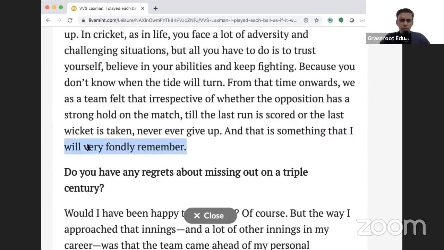Again, punch "very." Will very fondly remember. Don't say "remember" with a hard R; stop at the E. Your speaking will sound a little more sophisticated if you just soften up these R's. Remember. That's all.